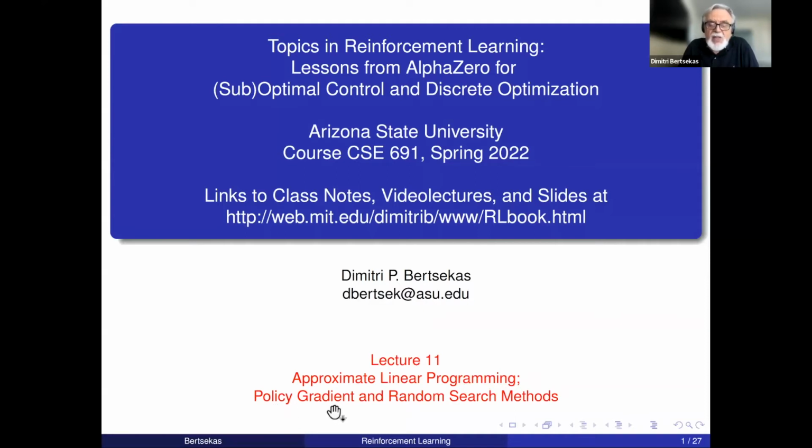Approximation in value space sits at one end of the spectrum of methods in reinforcement learning. The other end is approximation in policy space, where instead of approximating and training value functions or cost functions, we train and approximate policies using data. We are going to discuss various methods that are used in the context of approximation in policy space: policy gradient methods and random search methods. Both of these are popular, particularly policy gradient, and we're going to spend most of our time in this lecture talking about them.